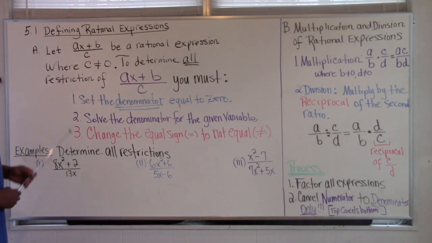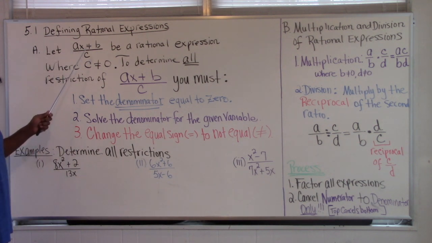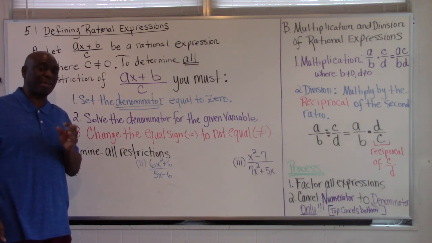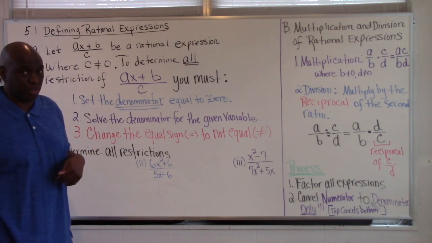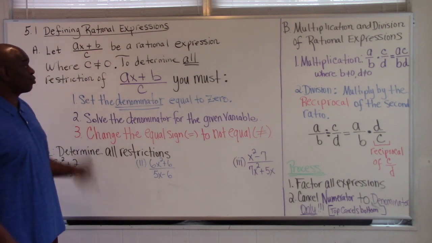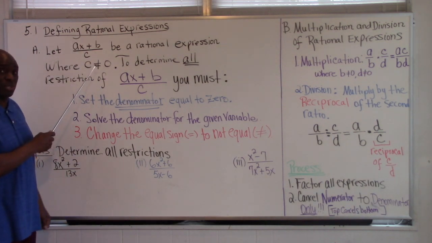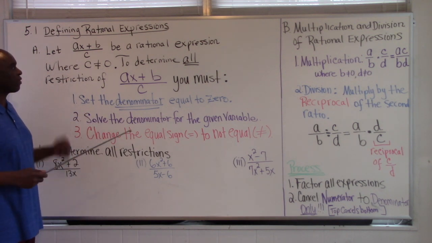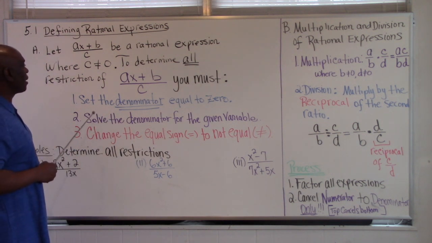So first, we want to let (ax + b) divided by c be a rational expression. To be a rational expression, that means to have a polynomial divided by a polynomial. So we have (ax + b) divided by c, two polynomials, where c is not equal to 0. Because if c equals 0, we have no rational expression, definitely. We have nothing. It's undefined, all right?